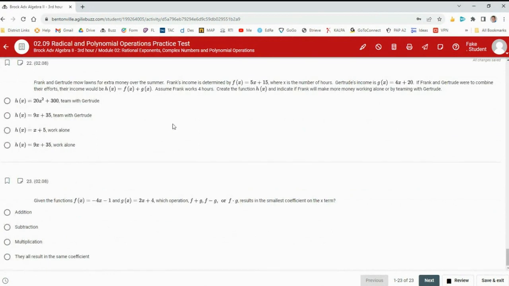All right, 2 problems left. Frank and Gertrude mow lawns for extra money over the summer. So Frank's income is determined by this function. That's 5x plus 15. That's how much money he makes, where x is the number of hours. Gertrude gets 4x plus 20. If Frank and Gertrude were to combine their efforts and have a joint business, then their income would be adding their two functions together, f of x plus g of x.